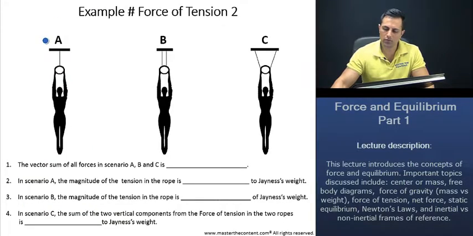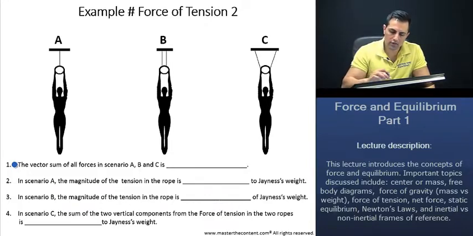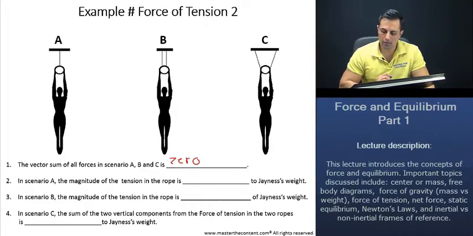Okay, we have three different scenarios here: scenario A, scenario B, scenario C. In scenario A, Janus is hanging from a single rope. In scenario B, he's hanging from two ropes, and in scenario C, the ropes are angled. Wonderful. The vector sum of all forces in scenarios A, B, and C is going to be what? Well, because Janus is at rest, we know the forces are going to be balanced. The vector sum is going to be 0.